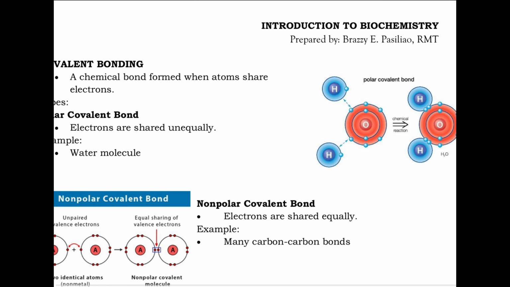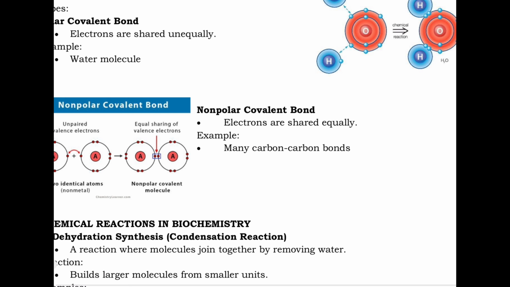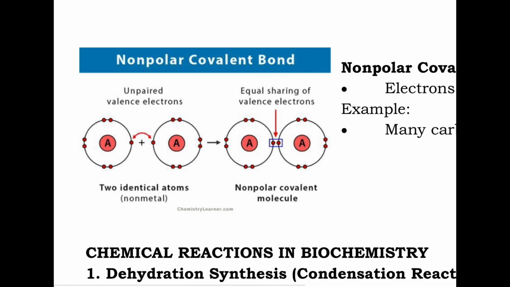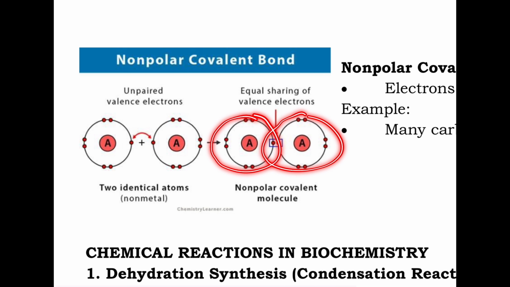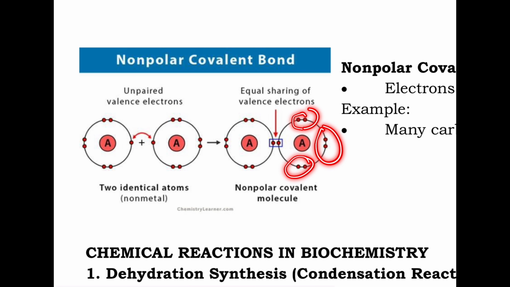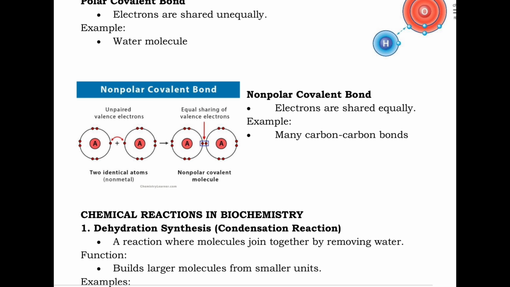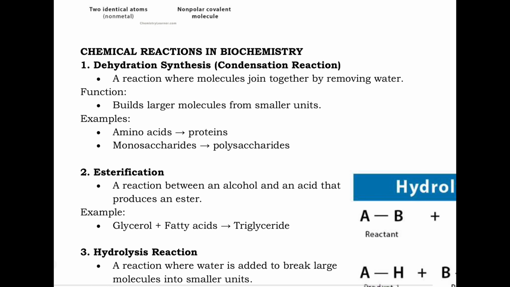So, there is unequal electrons shared. For your nonpolar bond, electrons are shared equally. Example, many carbon-carbon groups. Example here, we have the unpaired valence electrons and an equal sharing of valence electrons. So when those two come together, you can see here we have two molecules, and they have equal sharing of electrons.